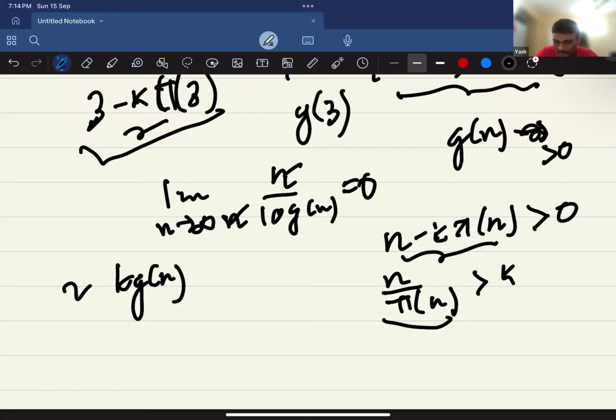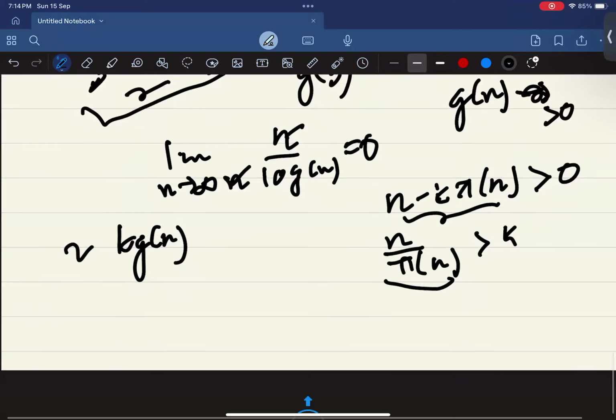But initially this function at g(3) was negative. For some large n naught, g(n naught) is positive, and my function increments by at most 1. You agree? So it will hit 0.